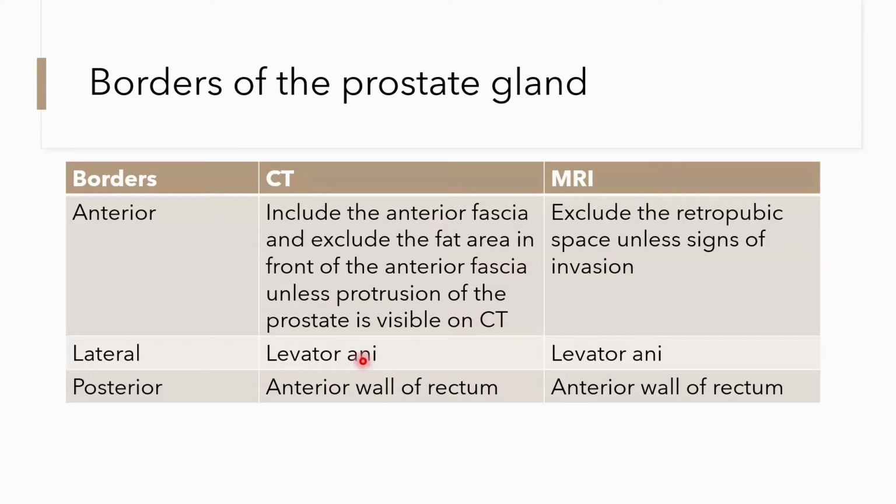Laterally, of course, it's very important to identify the levator ani muscles. We're going to look at the anatomy very shortly, the radiological anatomy and the targets very shortly. So laterally it is bounded by the levator ani muscles. Posteriorly, generally it's the anterior wall of the rectum, which is the margin of the prostate gland.